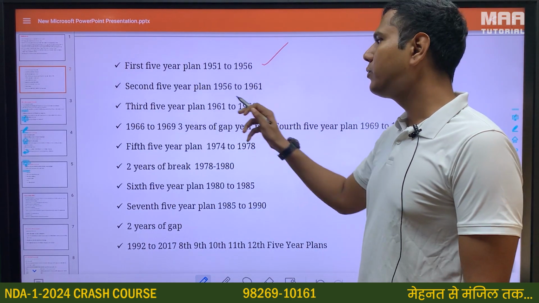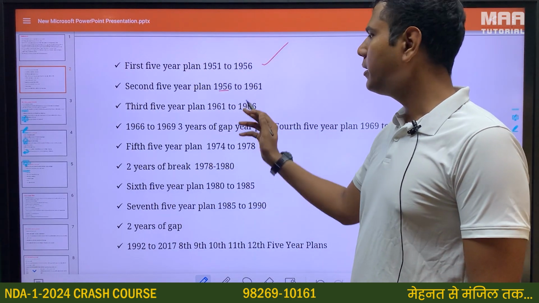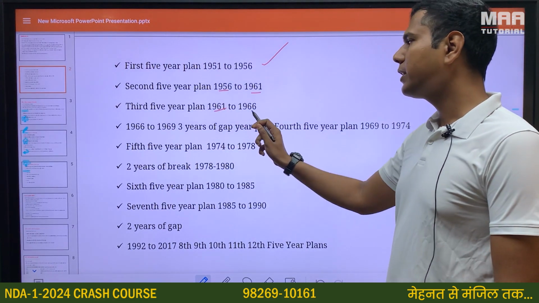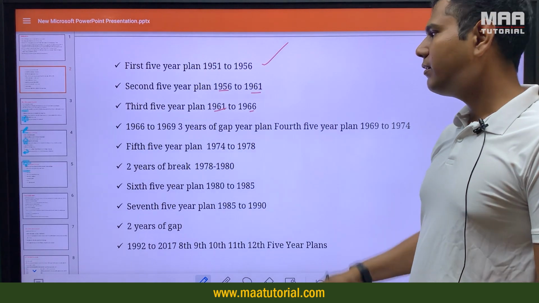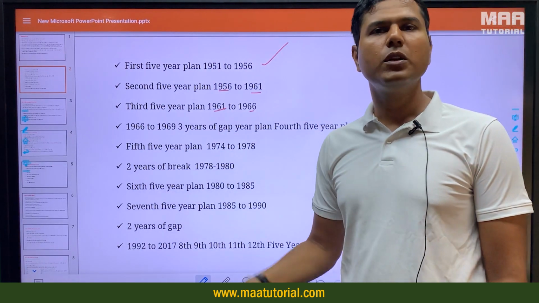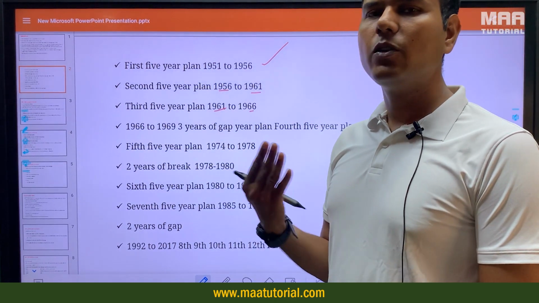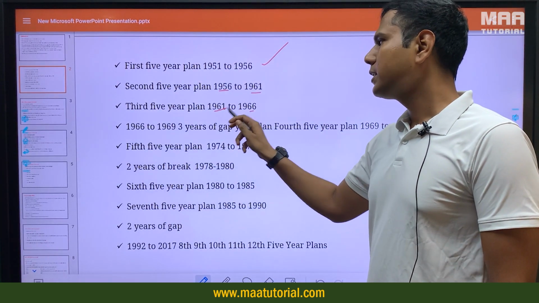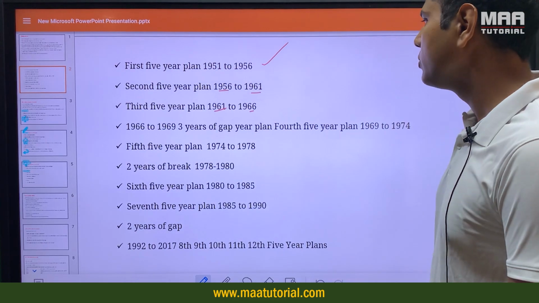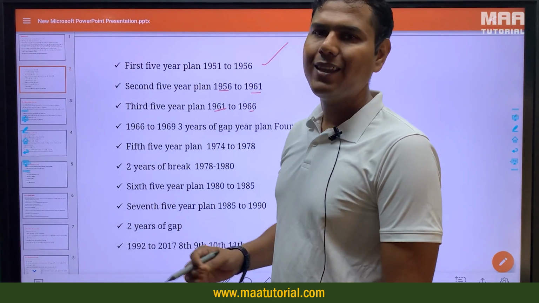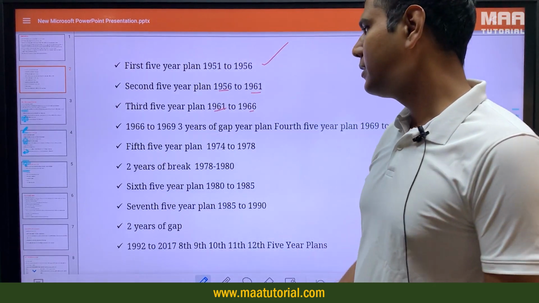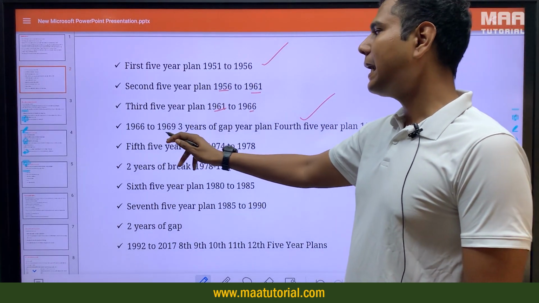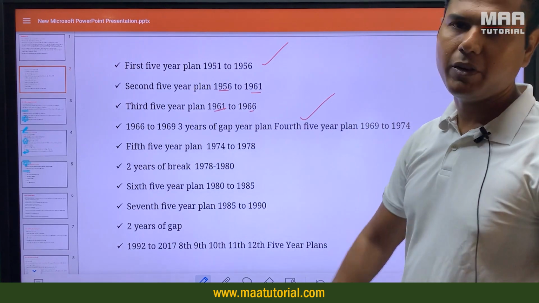Same, it continued further. In 56 another plan came in, till 61 it was implemented. Another came in 61, it was executed till 66. So these are 5-year plans. Their tenures are easy to remember, because 51 to 56, 56 to 61, 61 to 66, so on it goes. Just you need to remember that there are certain breaks in the 5-year plans. Just this one. This is the gap which takes place after 3 5-year plans.